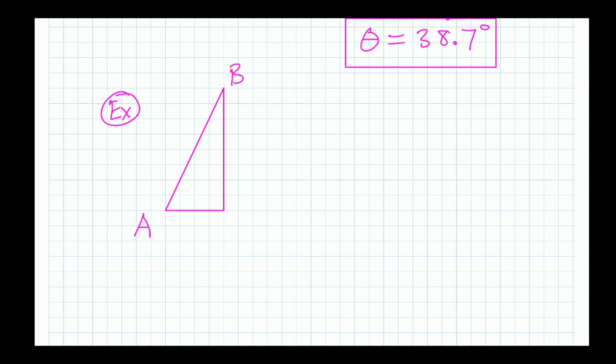So I've got a triangle, ABC. They tell me that this is a right angle. They do not tell me the A or the B. What they do tell me is this is 5, this is 11, and then this is the square root of 146. Okay? And what they want are A and B. So we have to find A and B.